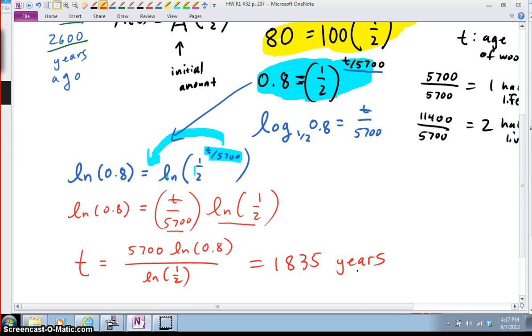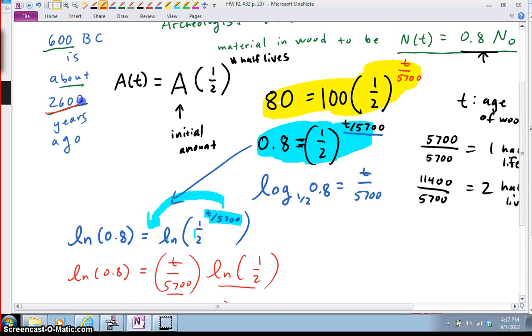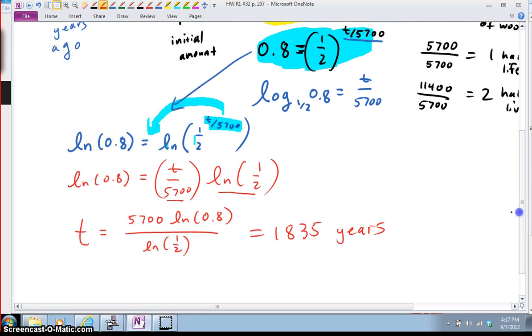All right? So that Hanging Garden of Babylon was from 600 BC. Well, that was 2,600 years ago. This tells us that this stuff is only 1,835 years old. And so that means that it's not from that garden. Okay? So the answer is no. It's not old enough.